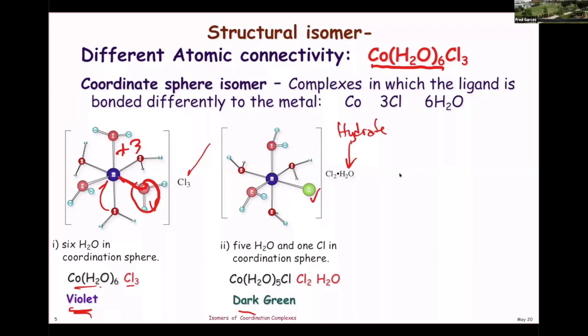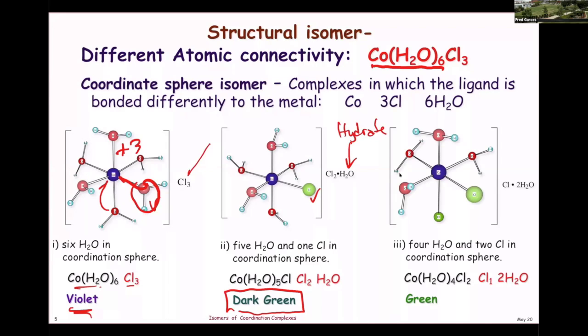And look what happens to the property. Instead of violet, the chemical was dark green. And there's this third chemical in which 2 of the waters are removed, and these 2 waters are hydrates, and they're replaced by the chlorines. So now all you have is 1 chlorine as a counter ion.